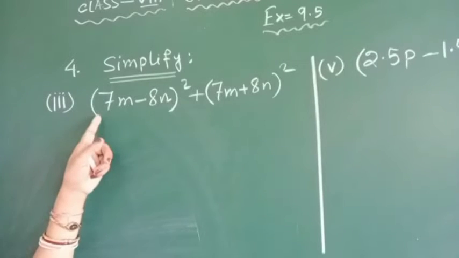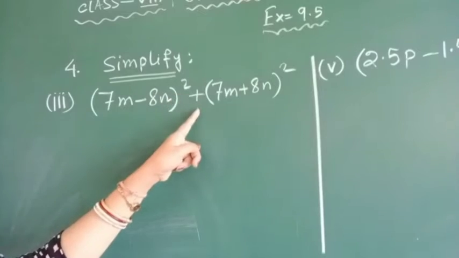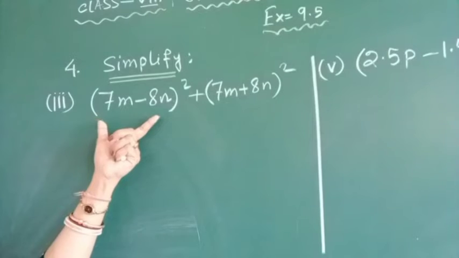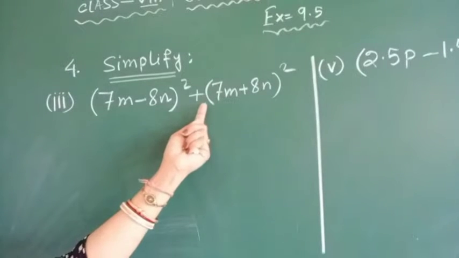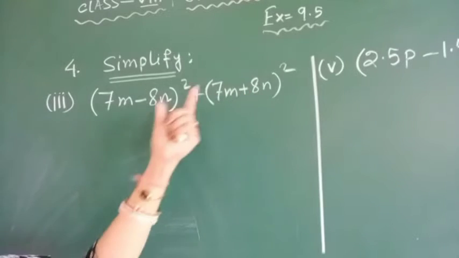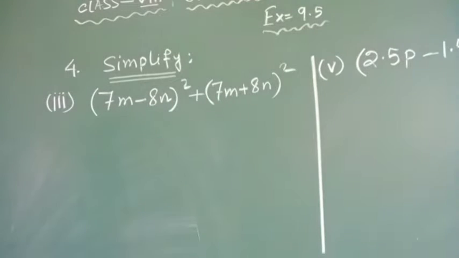Now the question: (7m minus 8n) whole square plus (7m plus 8n) whole square. We know that here we have to use the identity for a minus b whole square, and then for a plus b whole square. We will use the identities of a minus b whole square and a plus b whole square.